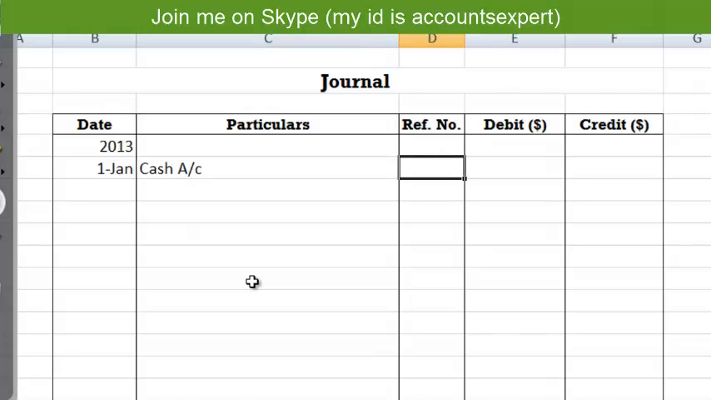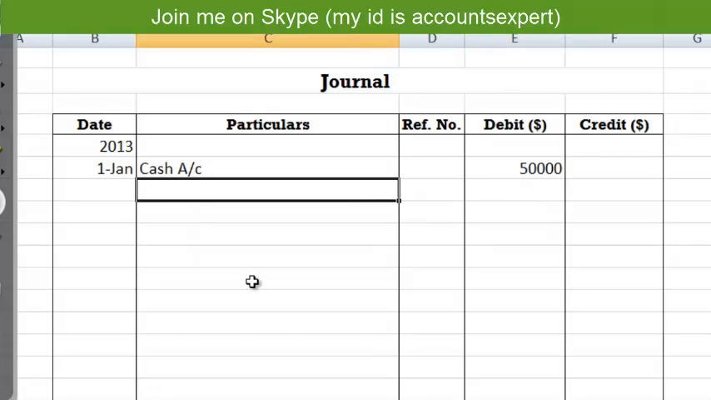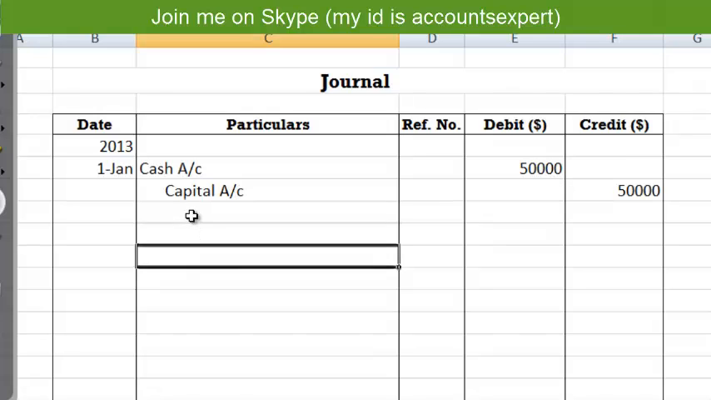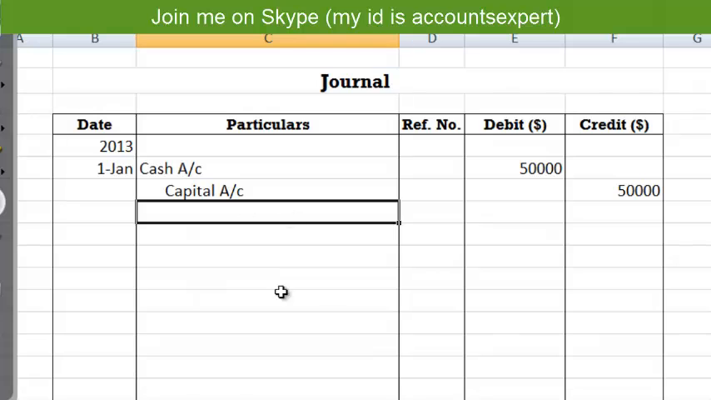And the amount of the debit item we will record in the debit column, $50,000. After that we will record the credit item. In the next line, after leaving a little space, we will write the capital account. And the amount of the credit item we will write in the credit column, $50,000. So this is the entry for the first transaction.